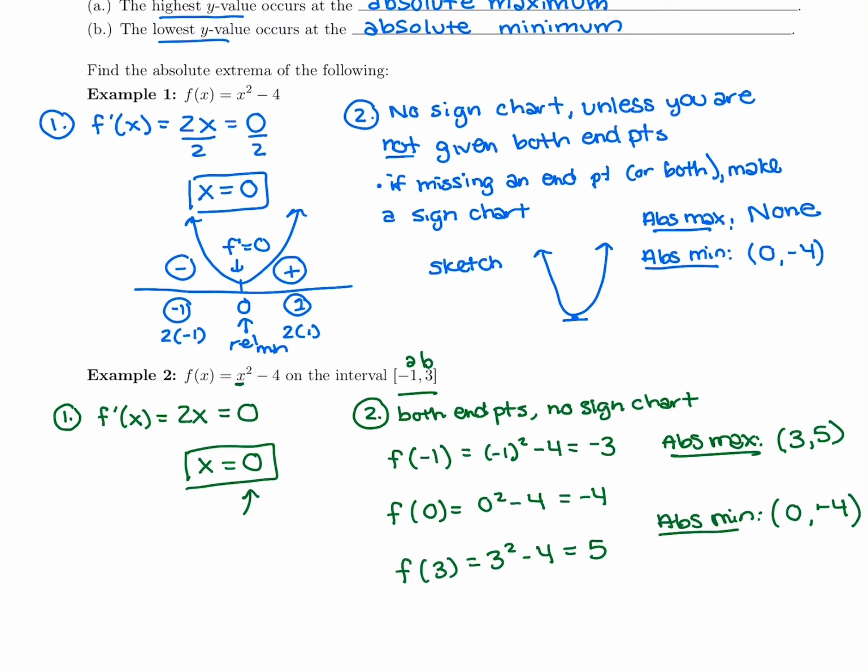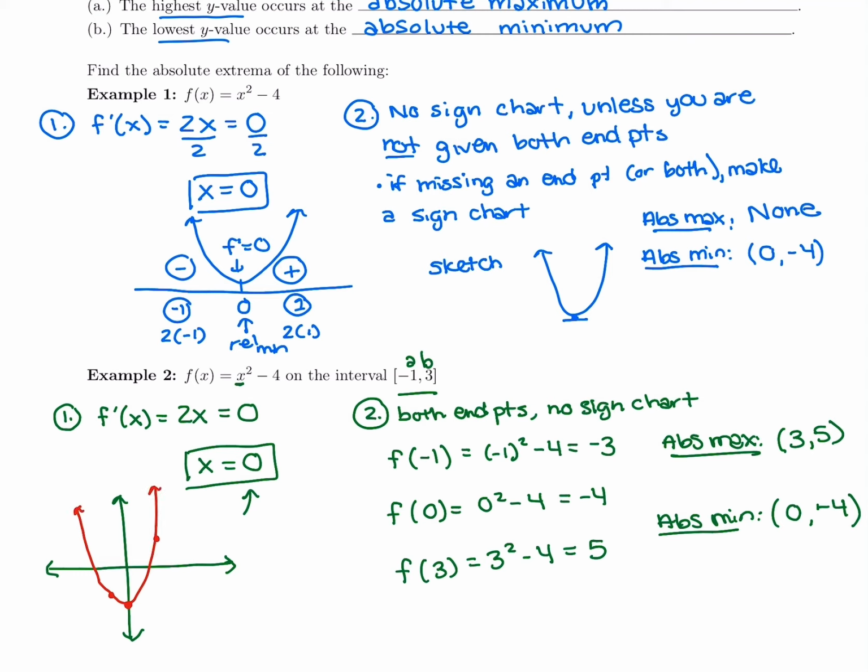So the difference between having endpoints and not is basically being able to zoom in on a graph. So if we sketch what this looks like, we have 3 points we could sketch. We have 0, -4, so I'll say that's right here. And then we had -1, -3, and then the point 3, 5. So just kind of a little sketch of what this could possibly look like.